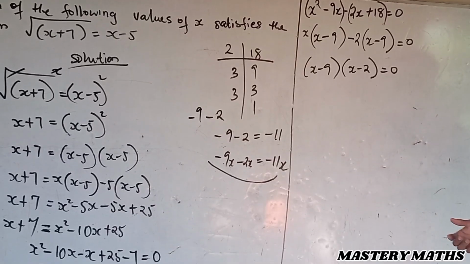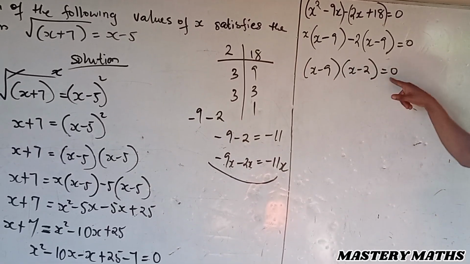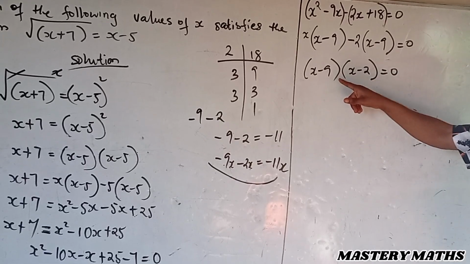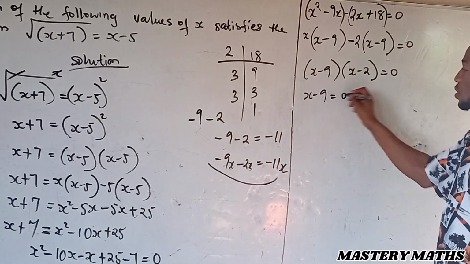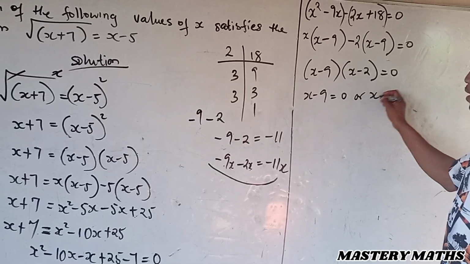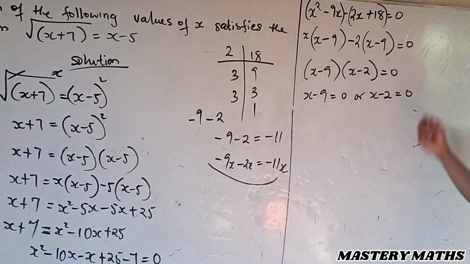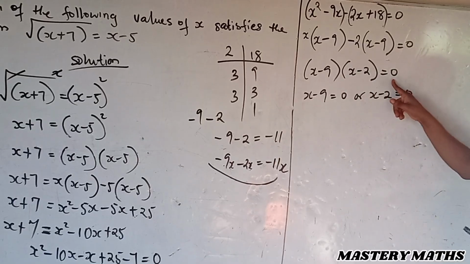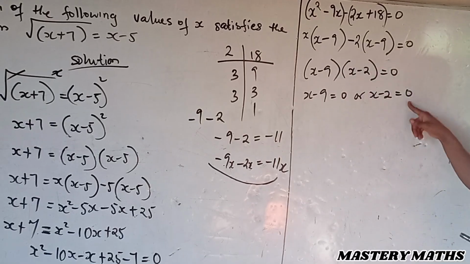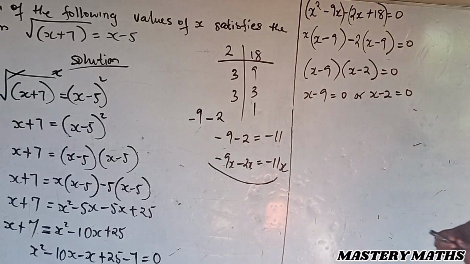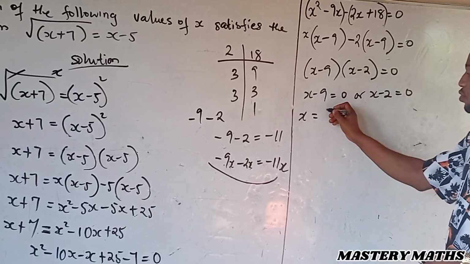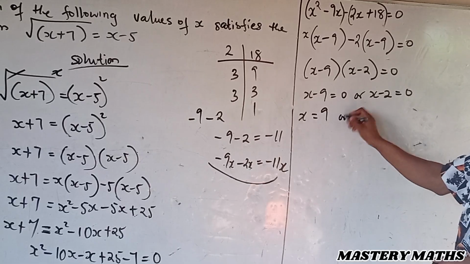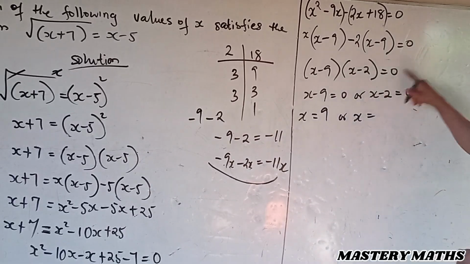Now, having done this, what will be the next thing? These two are sharing the 0. So we share these 2 with the 0. How? It will be x minus 9 equal to 0 or x minus 2 equal to 0. See it now? The 2 are sharing the 0. This equal to the 0 or this equal to the 0. And when we collect our like terms, it will be x equal to, when minus 9 goes over, it changes to positive 9. Or x is equal to, when minus 2 goes over, it changes to 2.